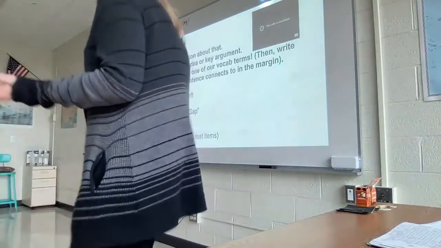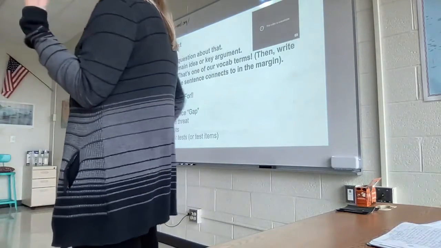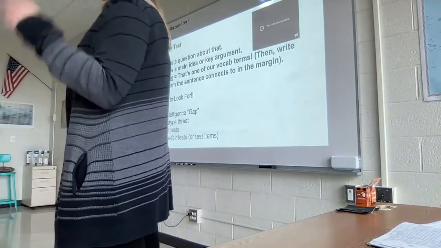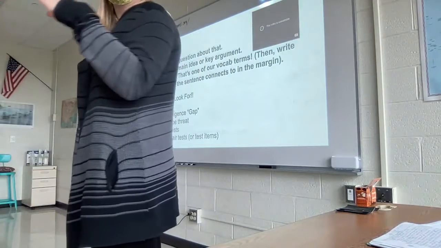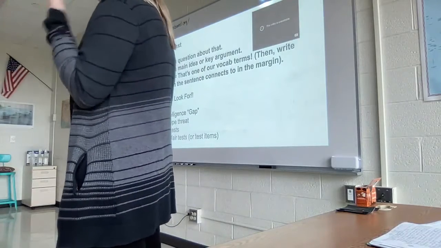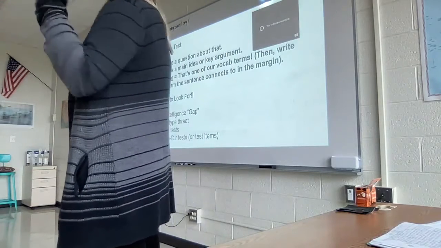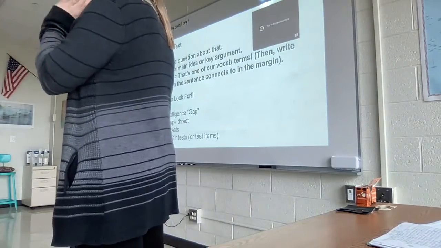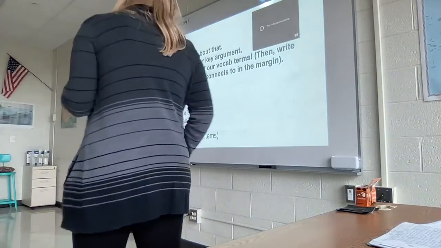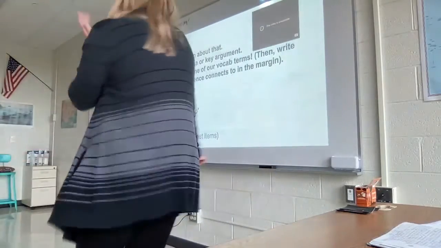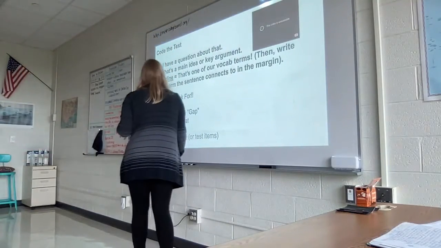So we're gonna do the same thing we did yesterday, essentially. We're gonna look at a reading. One believes that the SAT is racially biased. One believes that the SAT is not racially biased. So there's two articles just like yesterday, same codes: question, star, underline.